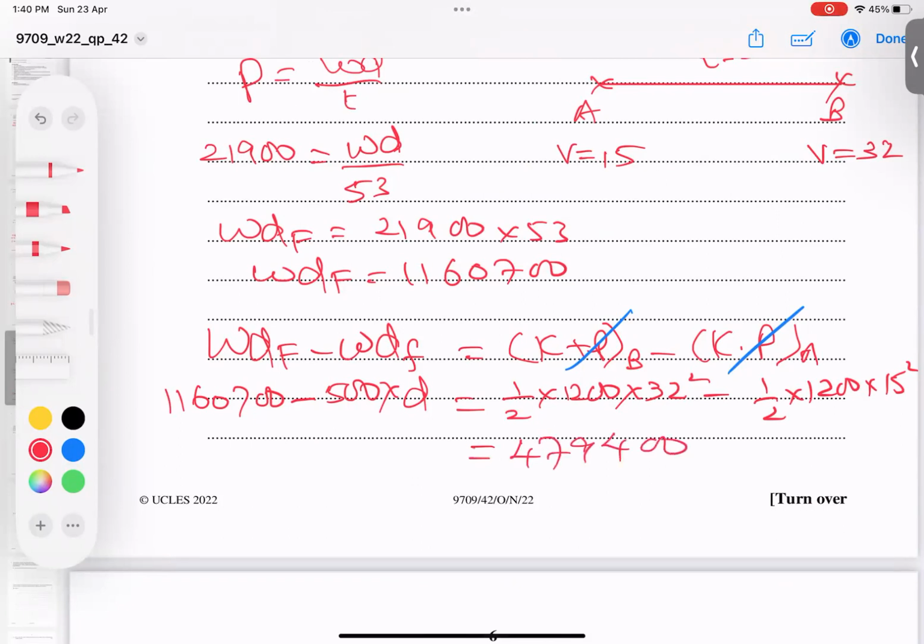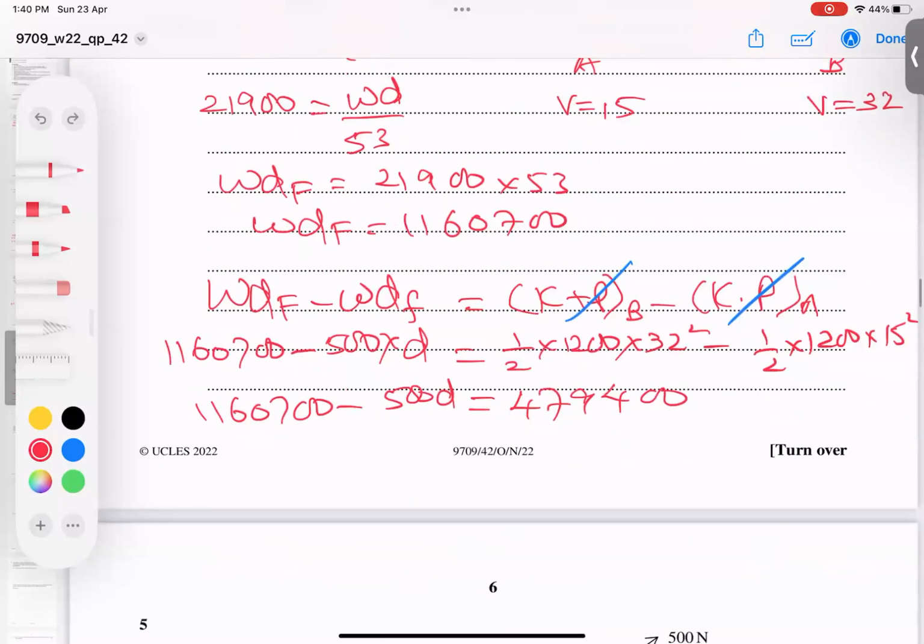479400, and this is equal to 1160700 minus 500 times d. So I will bring it to this side and this side, and then divide by 500. So let's see what answer we get: 1160700 minus this answer, divided by 500. And the distance is proved here, yes, approved: 1362.6 meters, approved.